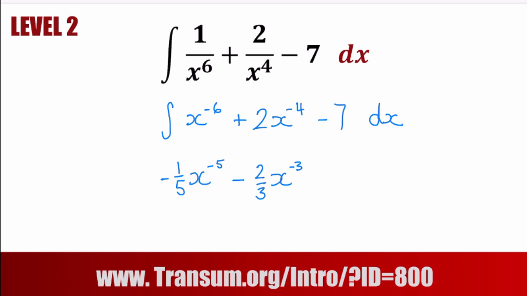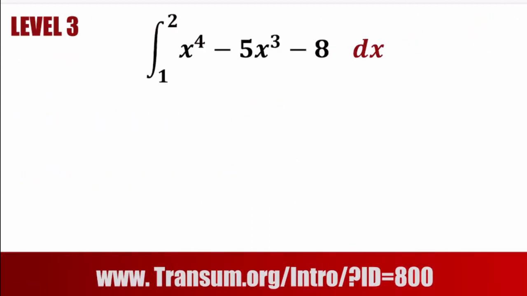And finally, that last term, as you saw from level 1, turns into minus 7x, and then don't forget the constant of integration at the end. Have a go at level 2, and then come back here when you're ready for level 3.